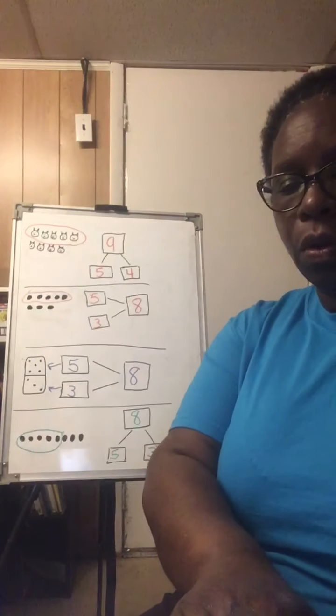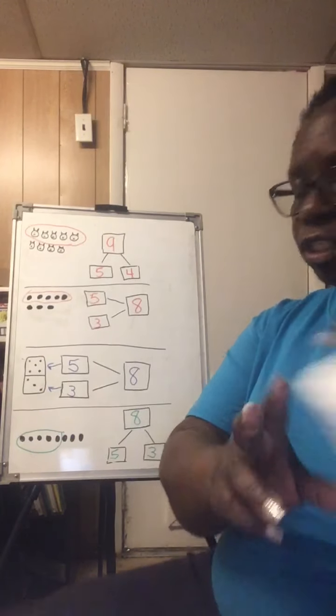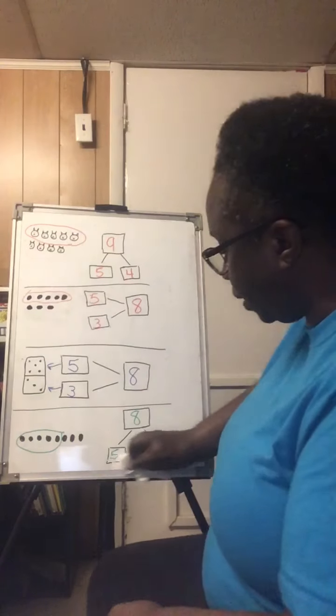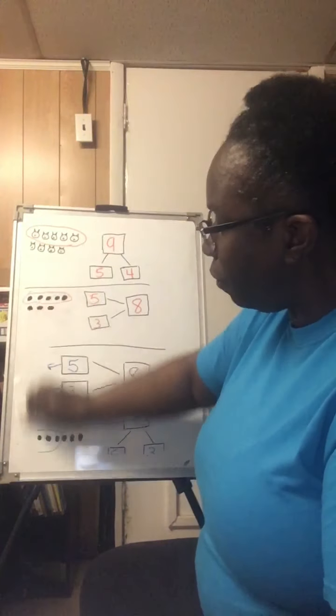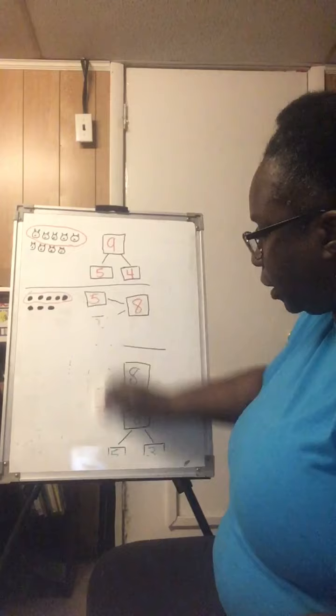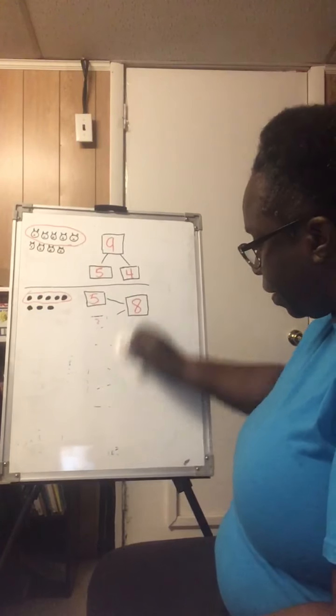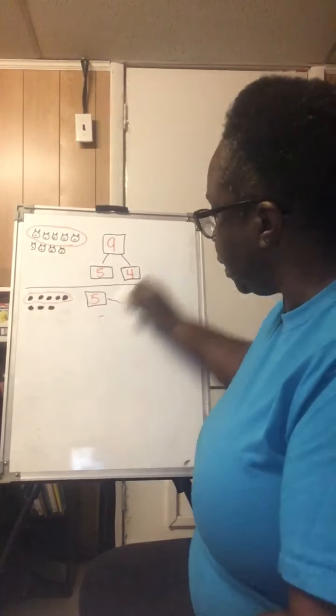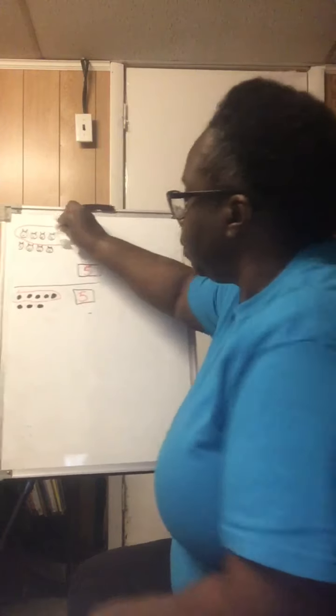This one, your dominoes and your dots. Okay, so that is how to work on your worksheets. So we're going to erase this, and we're going to go over our fluency sheet. Our fluency sheet is different on this packet, okay? So we're going to give you some example of your fluency sheet.